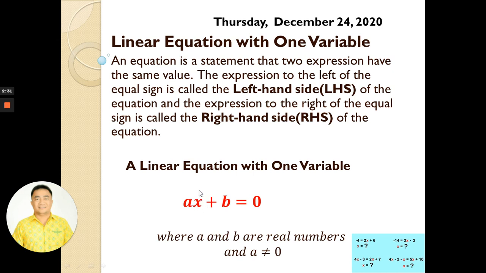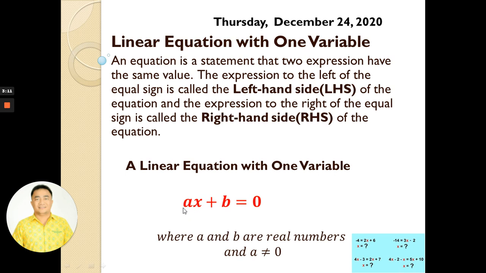So we're going to figure out the value of x. Again, on the left side, this will be the LHS, and this will be equal to 0 on the right side. So we're going to figure out whether the given equation is equal, that the left-hand side is equal to the right-hand side. It must be equal. Remember that when we are tackling linear equations with one variable, you will always see only one letter. It can be any letter.